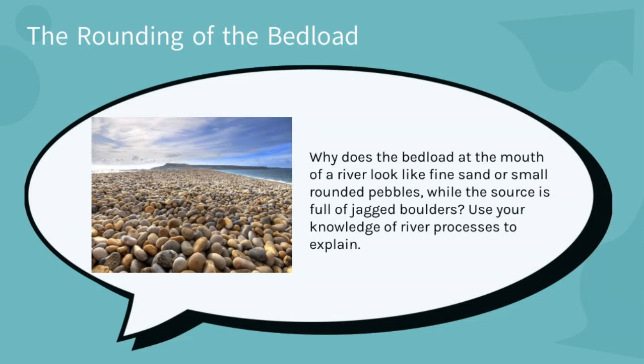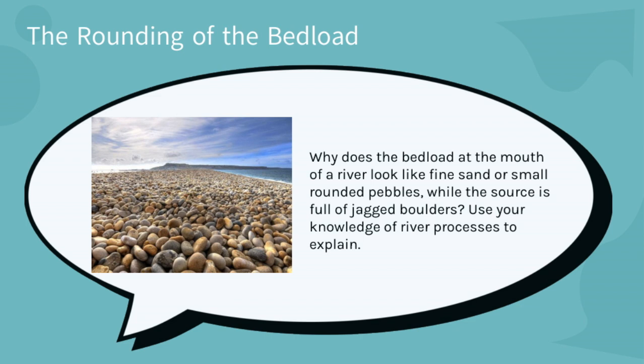Now let's apply your knowledge. The question is, why does the bed load at the mouth of a river look like fine sand or small rounded pebbles, while the source is full of jagged boulders? This is asking you to connect river transport and erosion processes. Near the source, the river is in a steep upland area. Weathering and mass movement can add large, angular rocks to the river channel. These rocks have not yet traveled far, so they are rough and jagged.